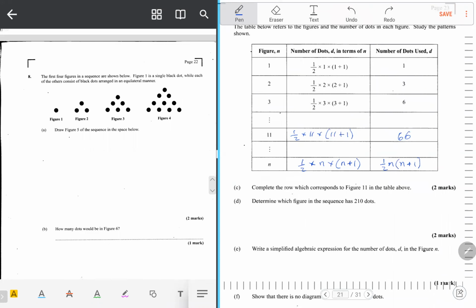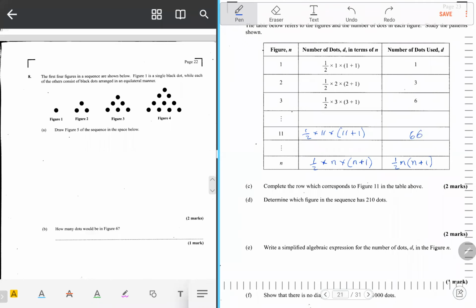Next part says determine which figure in the sequence has 210 dots. So all we have to do is make half n times n plus 1 equal to 210, and we use a reasoning method. So it means that n times n plus 1 equals 420. So basically the product of two consecutive numbers must equal 420.